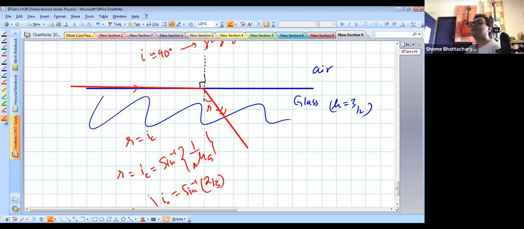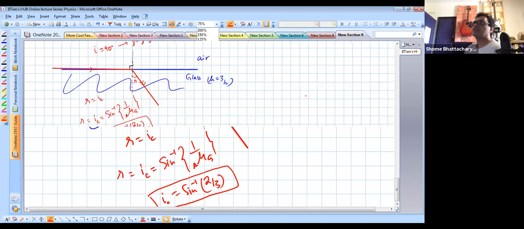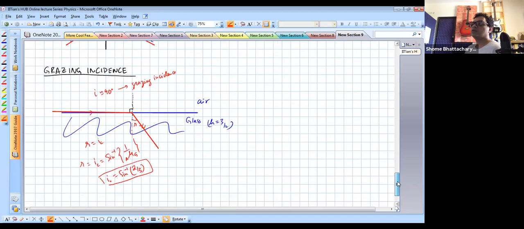So for grazing incidence at the interface like this, the ray will actually bend into the denser medium, but the angle of refraction will be equal to the critical angle for that particular ray. Okay. So this is another concept related to TIR and critical angle, which is called the grazing incidence case. So this is something else that we should be mindful of.